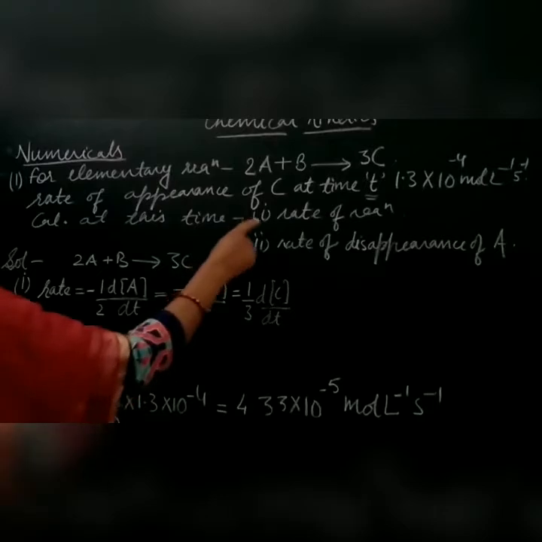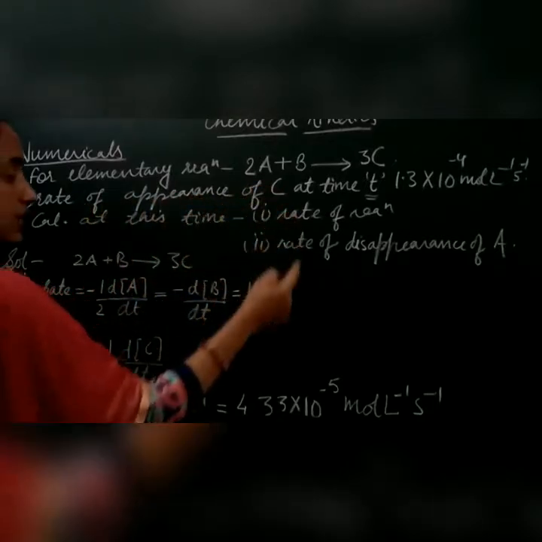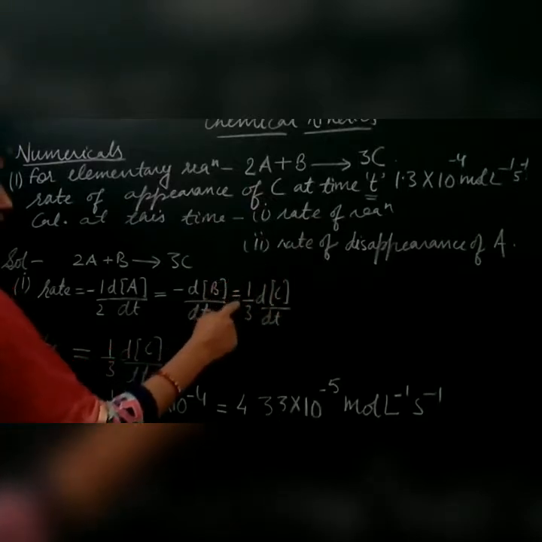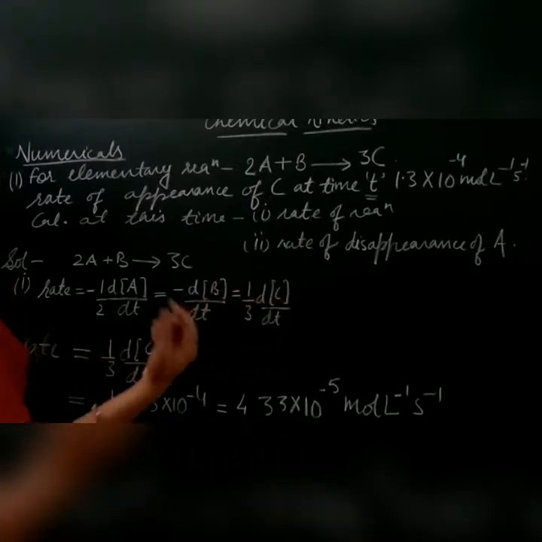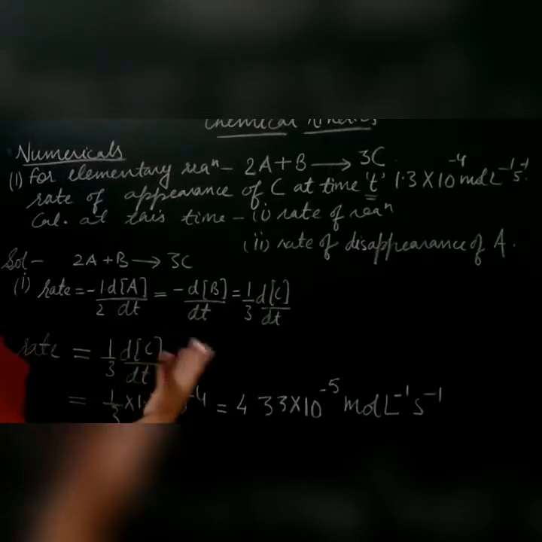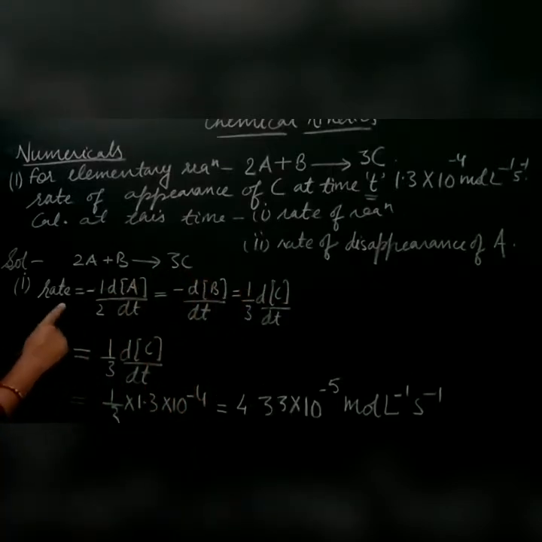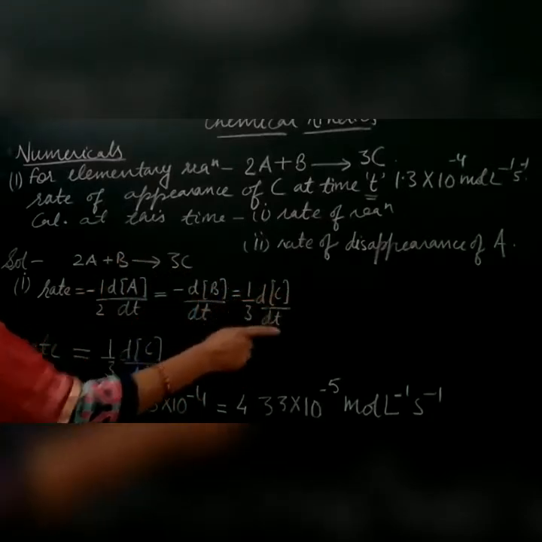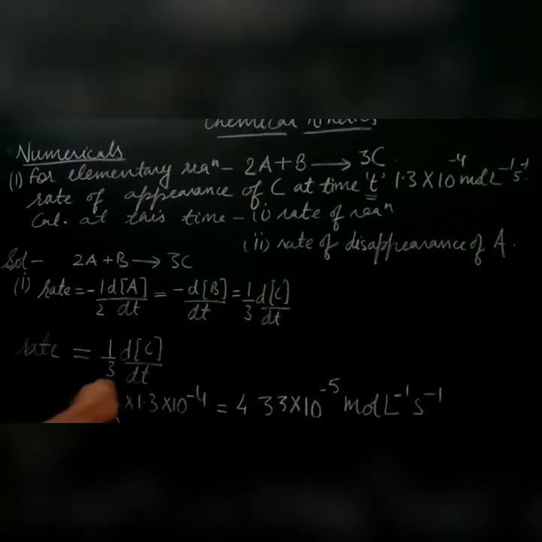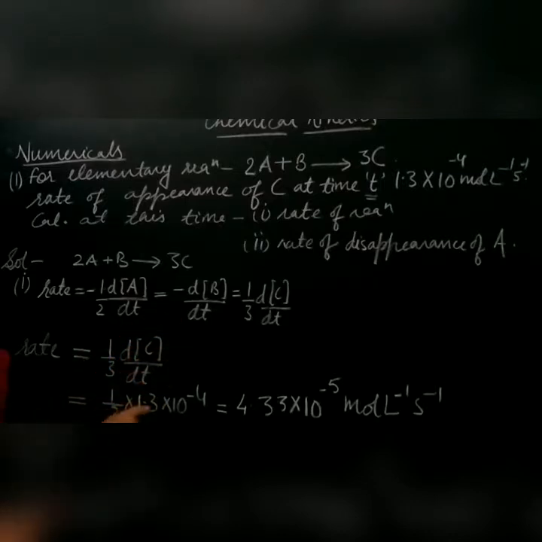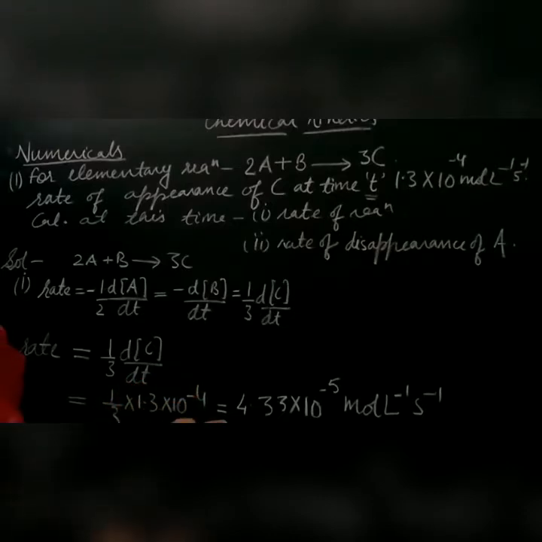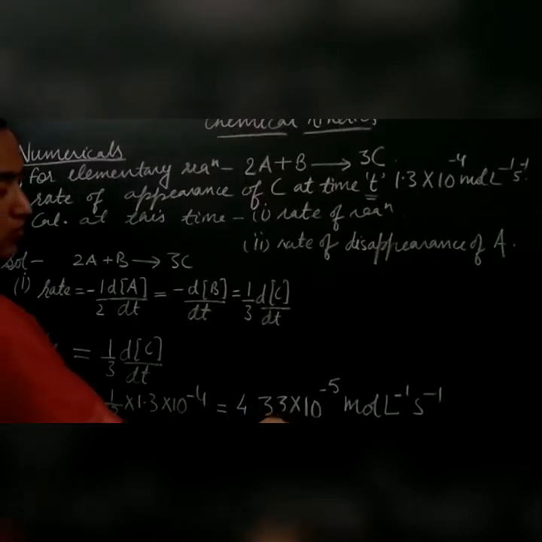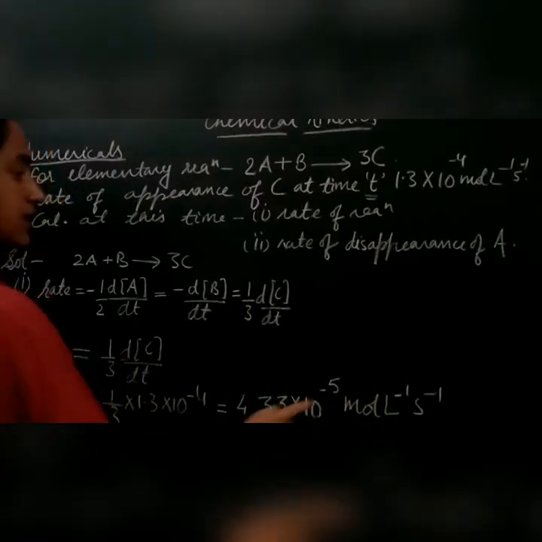Now, in the question, what is given to us? Rate of appearance of C. That means, see this one, this is given to us, that is the rate at which C is appearing. So the rate of the reaction we are going to calculate by using 1/3 dC upon dt. So dC upon dt is given to us, that is 1.3 into 10 to the power minus 4. Now we will just solve it and we will get 4.33 into 10 to the power minus 5 mole per liter per second.